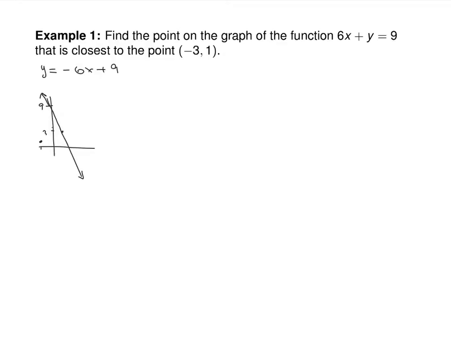So can somebody tell me why we asked for the distance formula? You want to find the point that's closest to this point, right? Which means that this distance is a minimum. Does that make sense? Okay, so here is the distance formula. The distance formula is the square root of x2 minus x1 squared plus y2 minus y1 squared.